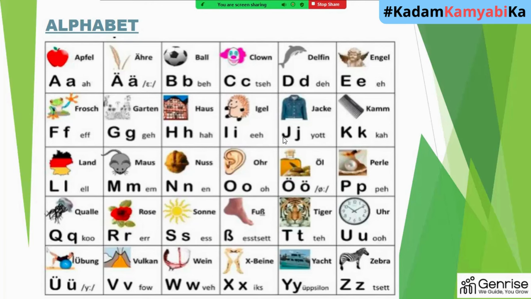As I told you in the last slide, J sound in letters, we call it as yacht. But if we say it in word, the sound will be year. So this is not jacker, this is yacker. Yacker means jacket. Ka, kam.